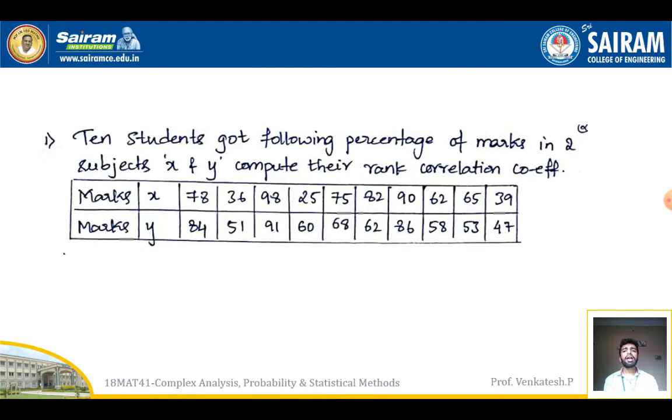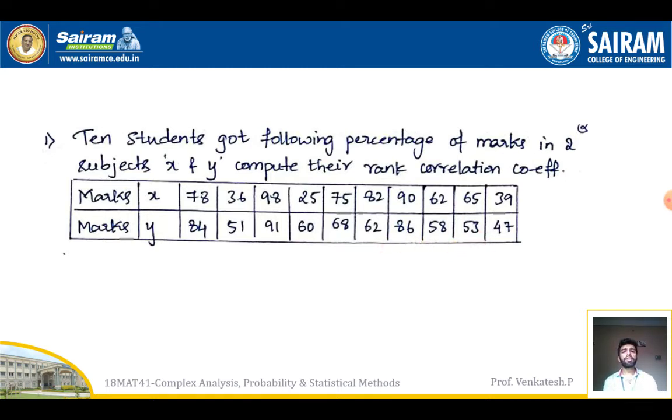One more example: 10 students got the following percentage of marks in two subjects, x and y. Compute their rank correlation coefficient. Here only the marks are given, not the ranks, so the first thing is to estimate the ranks for the given data. The marks x are 78, 36, 98, 25, 75, 82, 90, 62, 65, 39. And marks y are 84, 51, 91, 60, 68, 62, 86, 58, 53, 47.